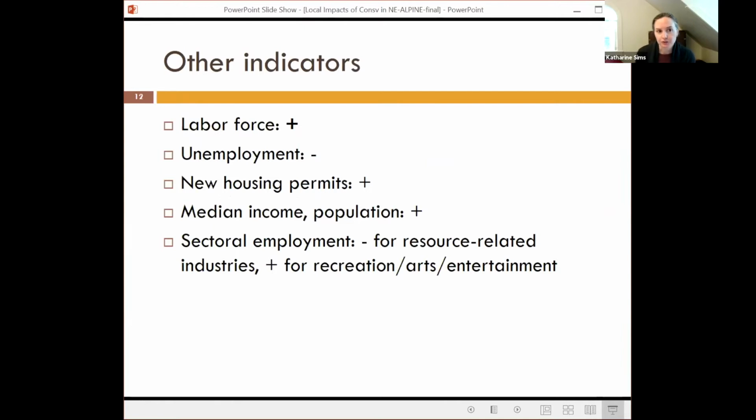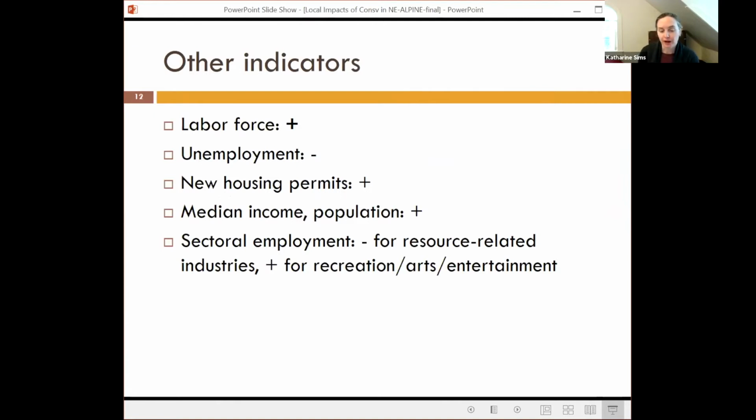Considering other indicators, we also found positive and statistically significant impacts on the labor force, so that's the number of people currently seeking work or currently employed. We found negative, but not statistically significant impacts on the unemployment rate, which is a good thing, right? We want to have a negative impact on unemployment.